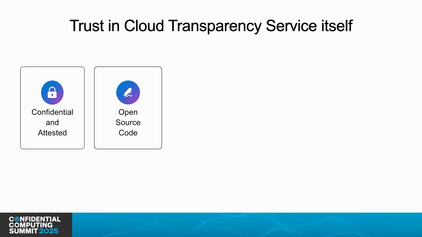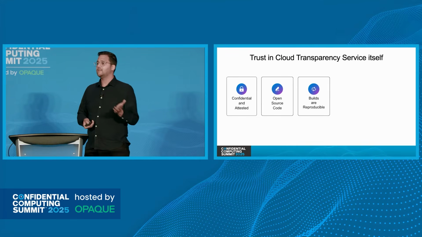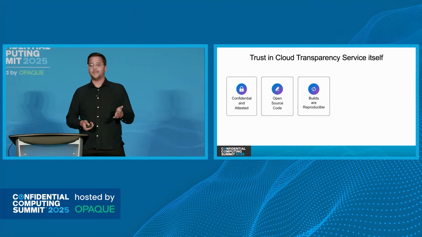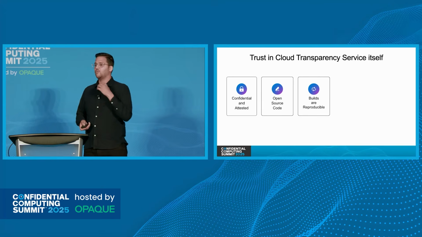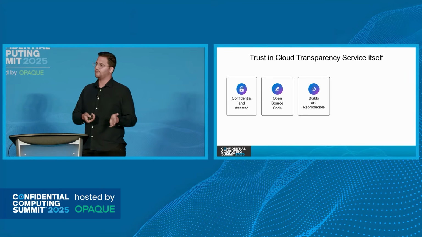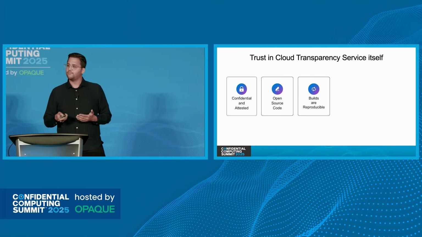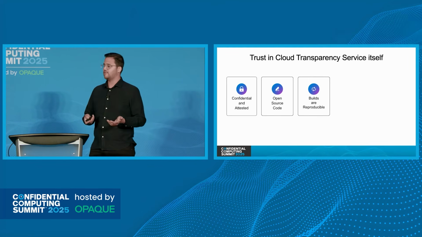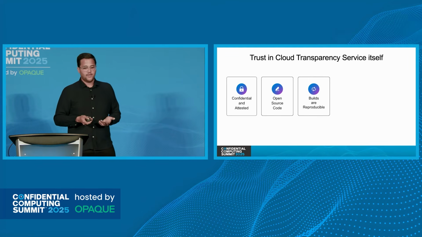Then all the code for Cloud Transparency Service is open source, so you as a customer or an auditor or someone in the industry can go ahead and perform detailed source code reviews. And not only that, the CTS builds are reproducible as well. This is a pretty big one. So we show you the code and then give you the mechanism to prove that the code you just reviewed is what's actually running in production, right? So you don't have to just trust us and believe what we are saying.